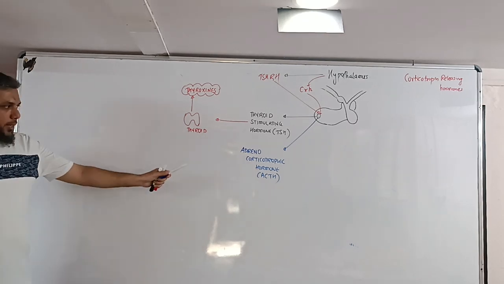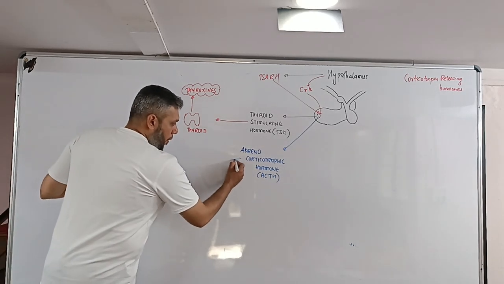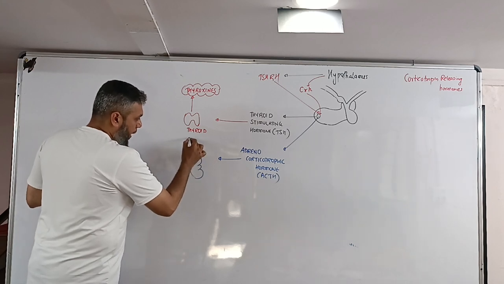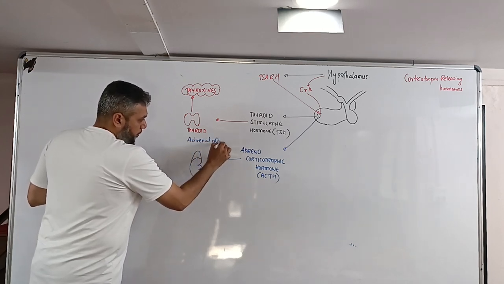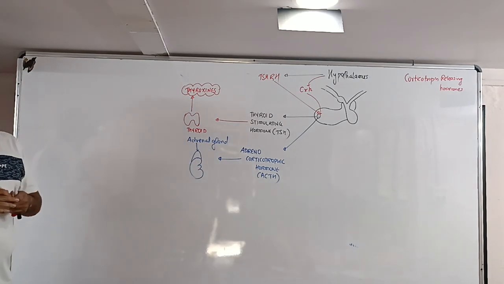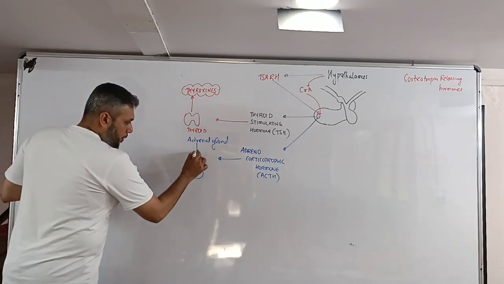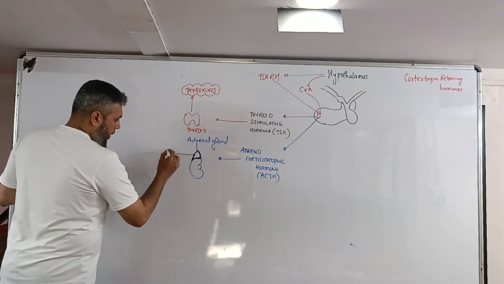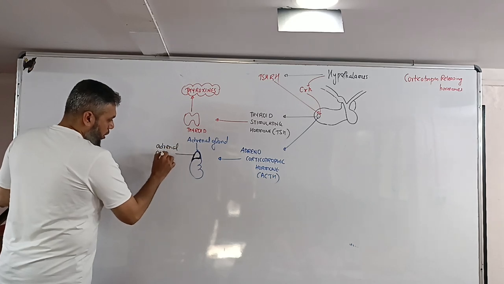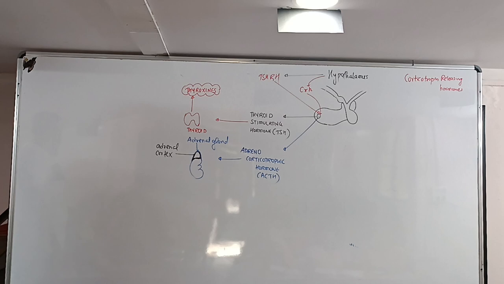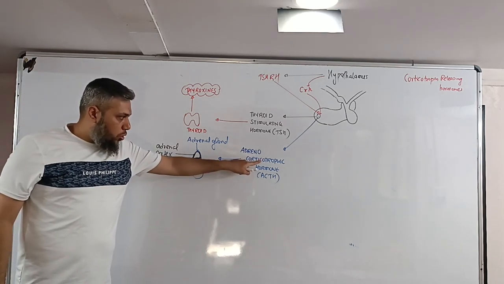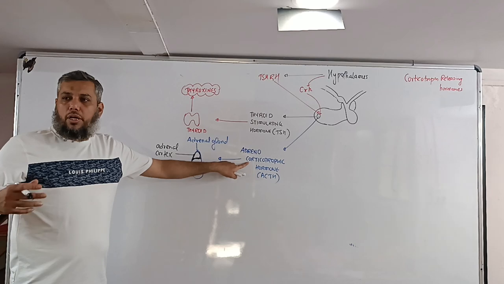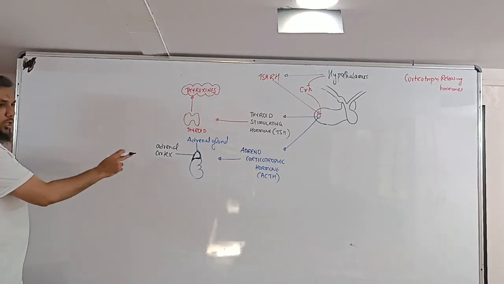Got it, all of you? Now, adrenocorticotropic hormone, why is it called so? Because it will act on the adrenal gland. Okay? The adrenal gland will show the presence of a part which is called the adrenal cortex. Okay, so adrenocorticotropic hormone means it will stimulate the adrenal cortex for the release of certain hormones.